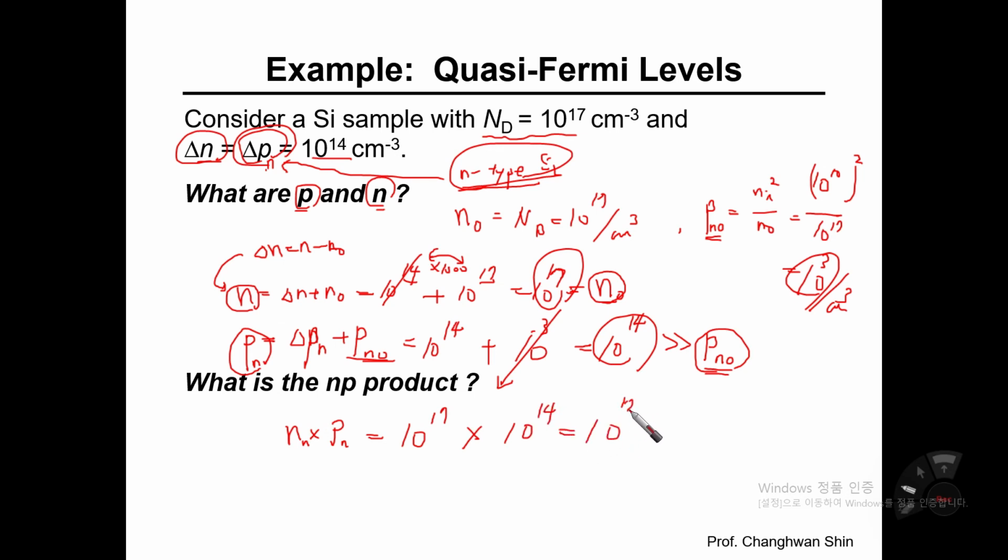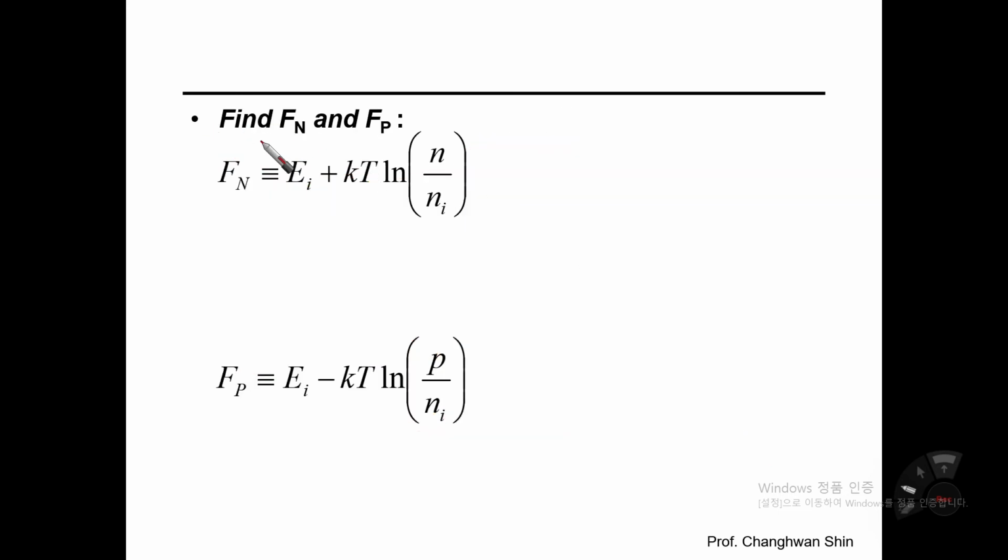Then 17 plus 14, that is 31. Okay, that is much higher than ni squared. That is 10 to the 20. 31, 20. So much higher. Okay. Then the third question is find out the quasi-Fermi energy level for electron and quasi-Fermi energy level for hole.